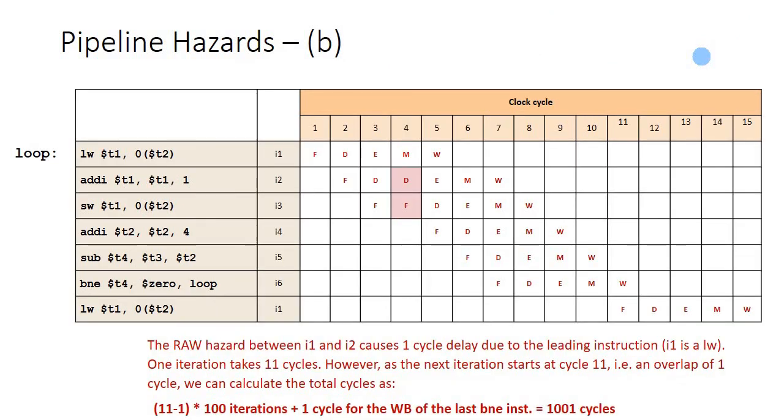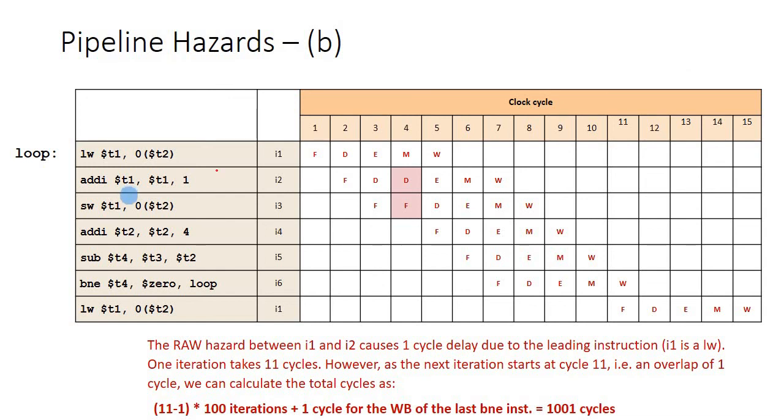Now let's look at part B. For part B, we are given that the processor has full forwarding paths for RAW data hazards. But control is still handled by stalling the processor. So how do we go about doing this?